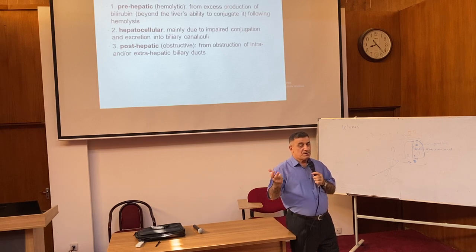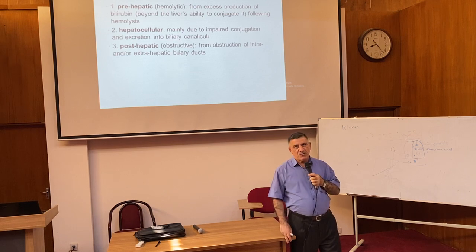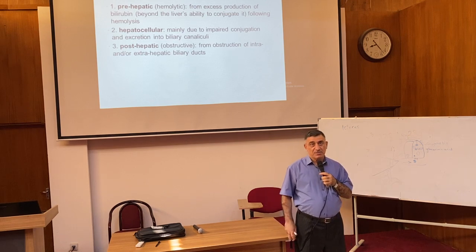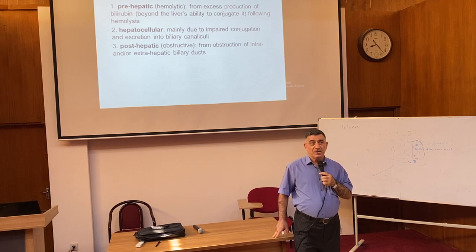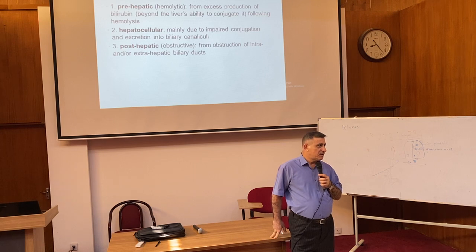A lot of bilirubin is produced. The liver can increase its capacity 6 times for uptake and conjugation and excretion of bilirubin. But if the production was more than this 6 times, then the bilirubin will accumulate.